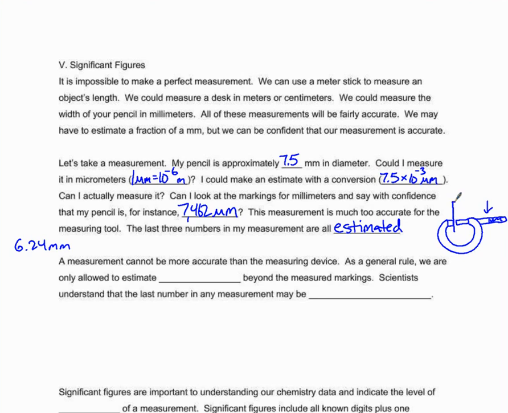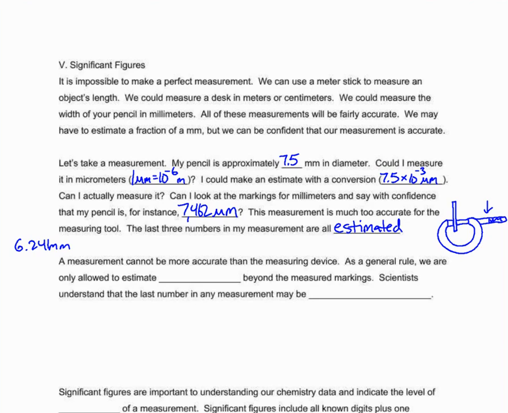So I put my pencil in here and this is reading 6.24. And really I could guess one more digit and I'm going to say it's 6.241 because that's kind of what it looks like to me. A measurement cannot be more accurate than the measuring device. A meter stick is not a great choice for measuring a pencil. It's a very small object and a very large measuring tool.